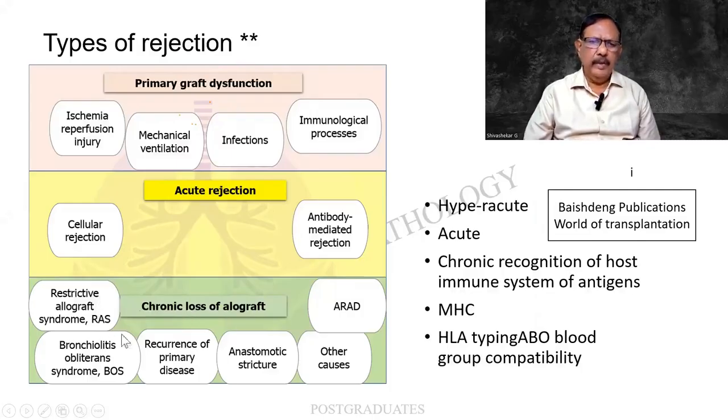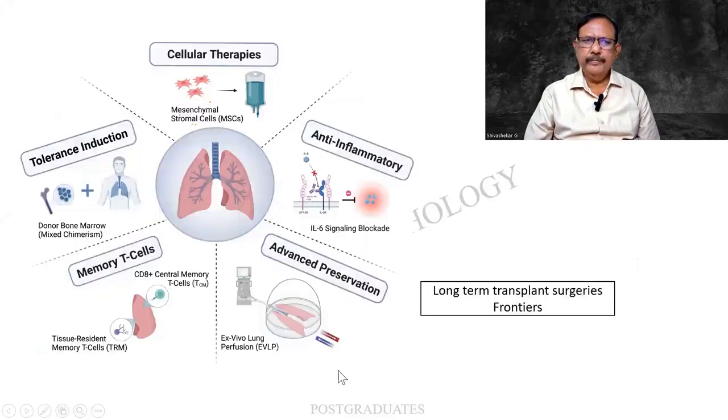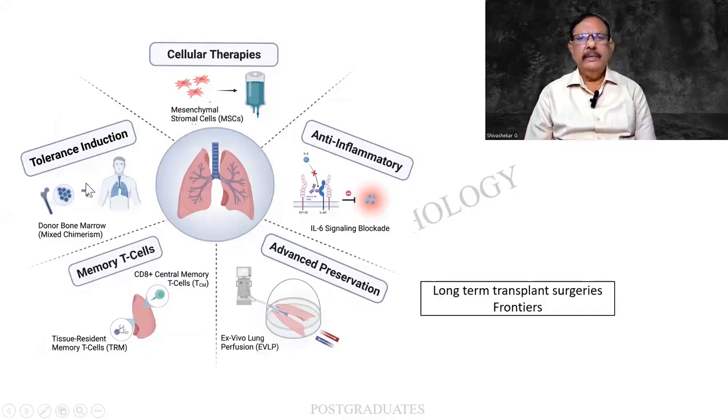Because of the restrictive nature of it, the subsequent diseases, recurrence of the primary disease, then the anastomotic stricture that can develop, then there can be an A.R.A.T. and other causes. So long-term transplant surgeries will require these things as a backup. One will be cellular therapy, anti-inflammatory, that I'll be showing you in a table. There has to be advanced preservation of the organ. Memory T cells will have to be activated, deactivated, and then there has to be an induction of tolerance.